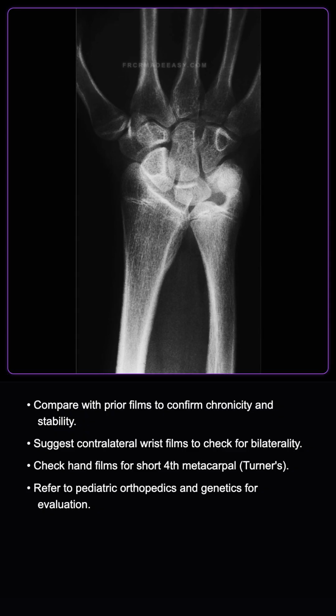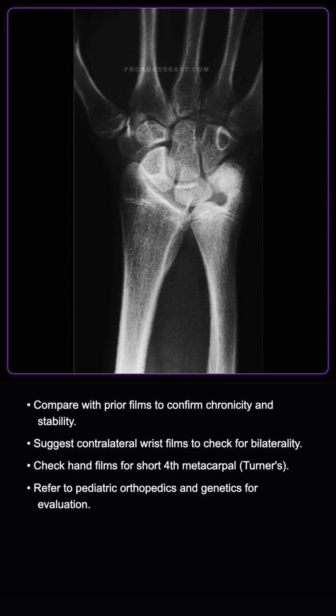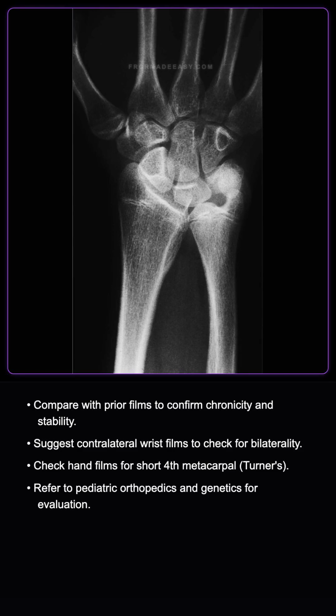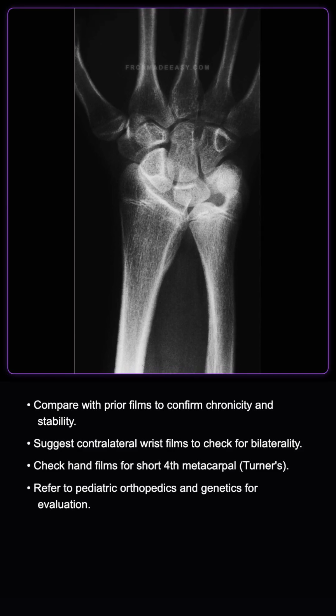As a radiologist, I would recommend comparing these radiographs with prior wrist films to confirm the chronicity and stability of the deformity. I would suggest obtaining radiographs of the contralateral wrist to evaluate for bilateral involvement, which is common in congenital syndromes.